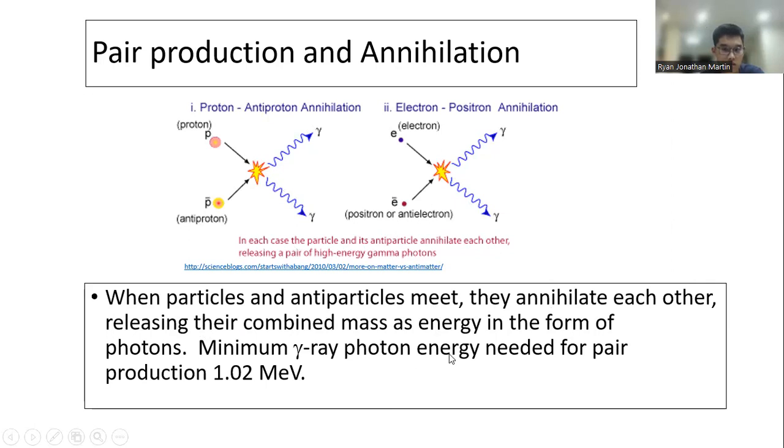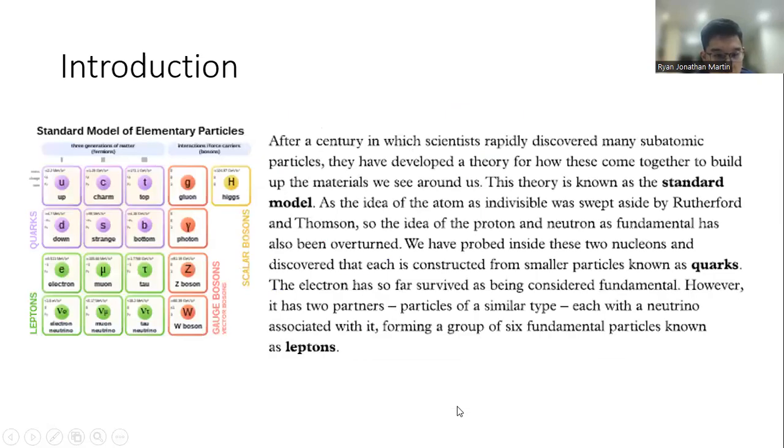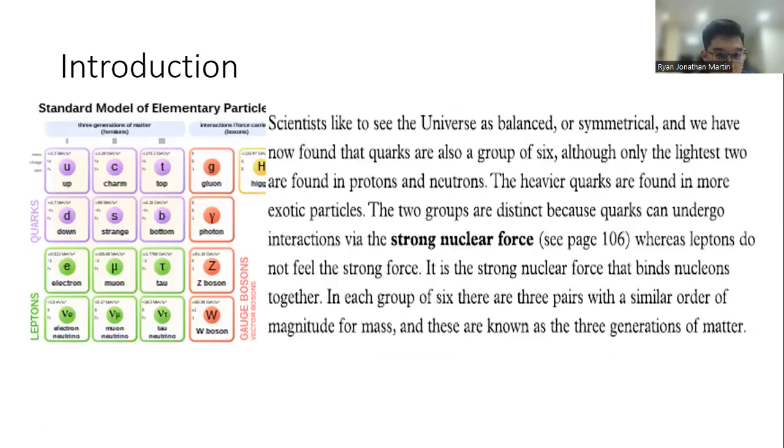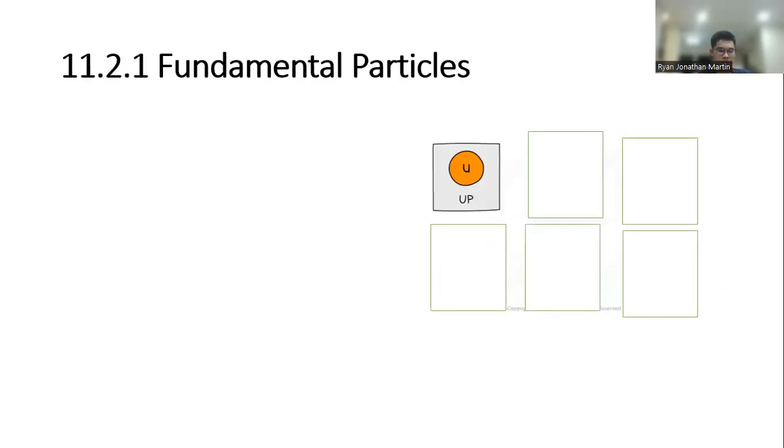Minimum gamma photon energy needed for pair production. You can also have two gammas combine to produce your antiparticle. Minimum energy is 1.02 mega electron volt. Okay, this one we won't go over. You've got free time, you can read. Okay.